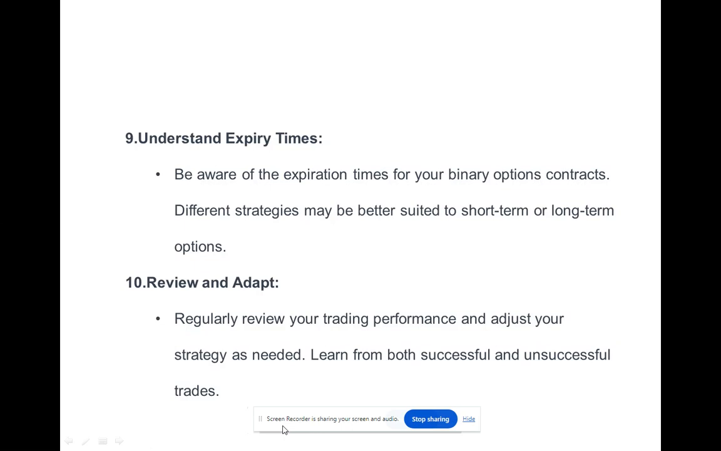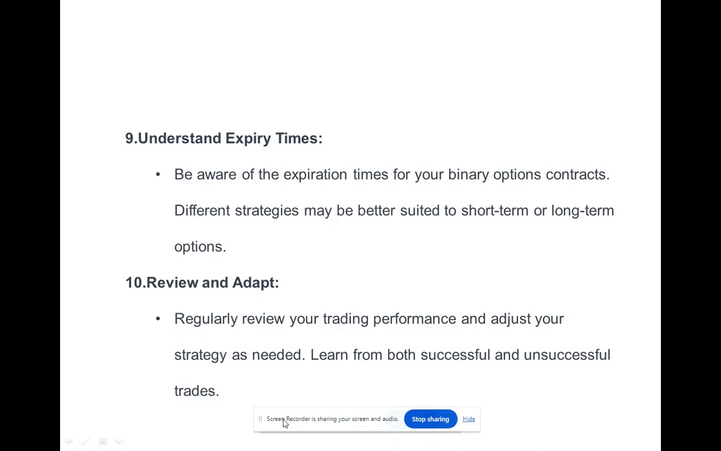Okay, you prepare yourself. If I buy a put option in this trade and I end up losing the account, well, if I see the same condition that happened in my next trade, I will not buy a put option. I will buy a call option. So you must learn from both successful and unsuccessful trades. You must review and adapt. You must regularly review your trading performance and adjust your strategy as needed. Okay, review and adapt.